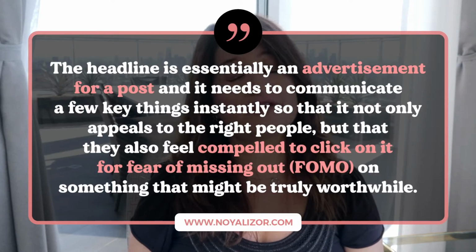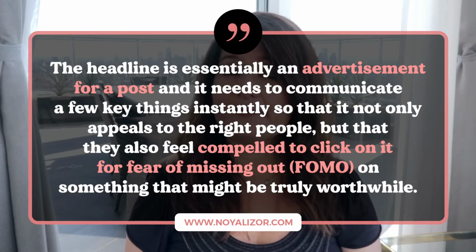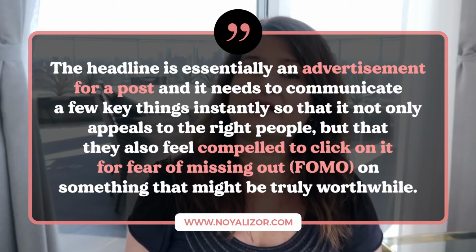Or, in other words, the headline is essentially an advertisement for a post, and it needs to communicate a few key things instantly so that it not only appeals to the right people, but that they also feel compelled to click on it for fear of missing out on something that might be truly worthwhile.